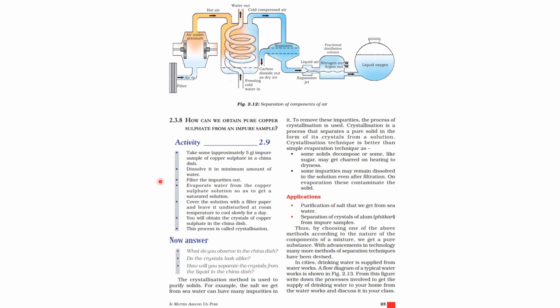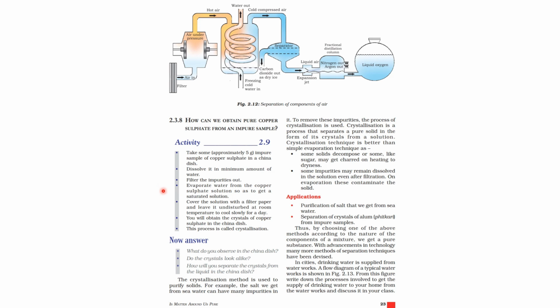Procedure: take about 5 grams of impure sample of copper sulfate in a china dish. Dissolve it in a minimum amount of water. Filter the copper sulfate solution to remove the insoluble impurities.